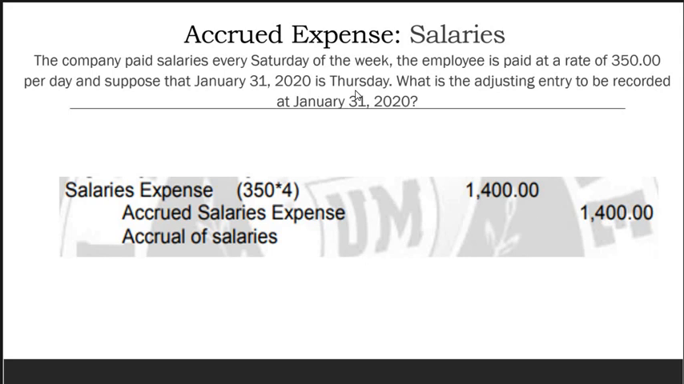Okay? So, yung entry natin, debit salaries expense, of course, an expense account, and credit accrued salaries expense, which is a liability account. So, the amount is 1,400 pesos.